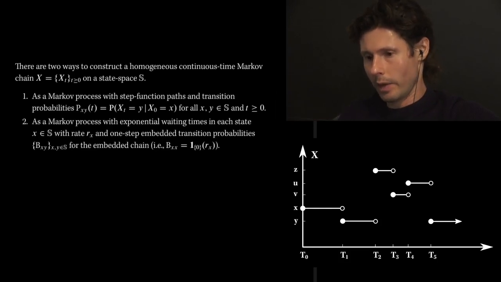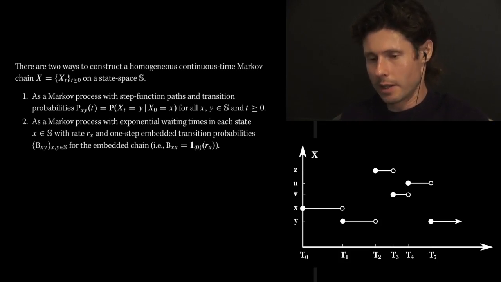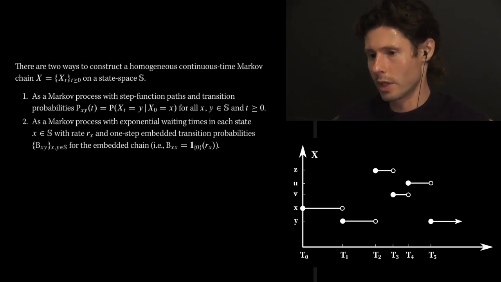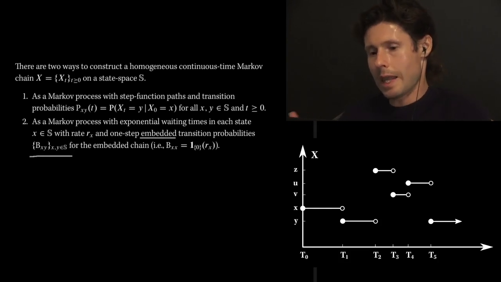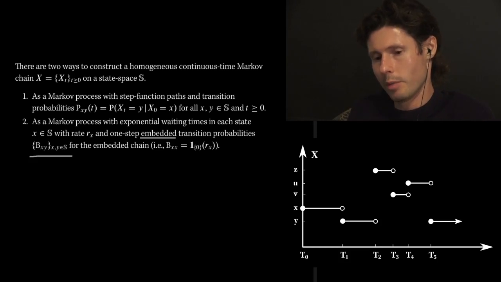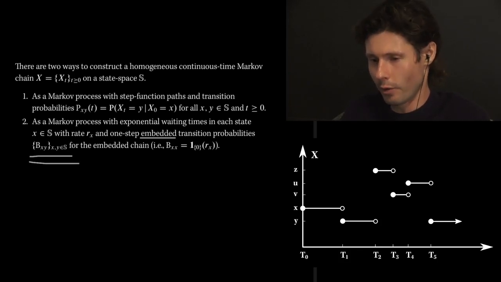And the second way that we saw, which is a little bit more intuitive, is the one that uses exponential waiting times and rates. So every state has a rate. We wait in that state for an exponential random variable with that rate, and then we transition according to this embedded chain. So there's an embedded chain with transition probabilities bxy, and that one tells us where to go. Right? That's the picture below me. Every single step is of length that's an exponential random variable, and then every single switch is governed by these one-step transition probabilities for the embedded chain.